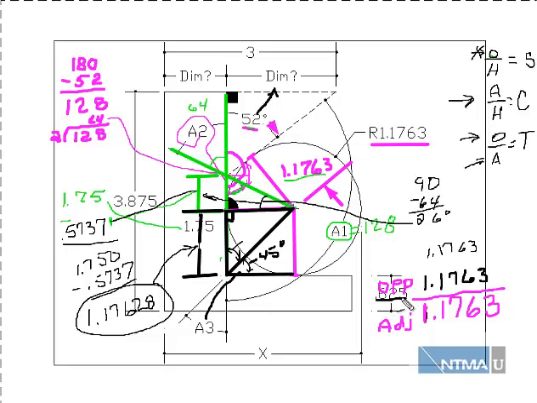Kind of hard to see, but you've got 625 thousandths here. You have 1 inch, 750 thousandths here. And you have 3 inches, 875 thousandths here. That's the total length. So if we went and created this, we know that we've got 3.875.